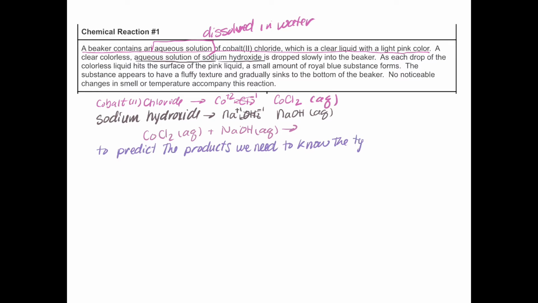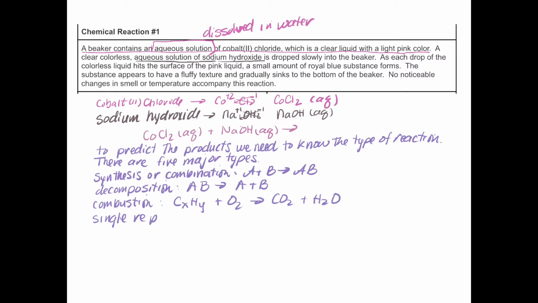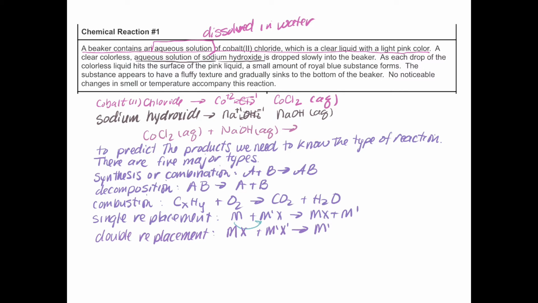the reaction. So we need to know the major types of reactions before we do this. There are 5 major categories. The first one is synthesis, and here we have A plus B gives us AB, so we always form one product. Then we have decomposition reactions, where we have something breaking down, so AB goes to A plus B. Then we have combustion, which is a hydrocarbon, CxHy plus O2 gives us CO2 and water. A single replacement, which is a metal plus an ionic compound, forms MX plus M, and then double replacement where it's 2 ionic compounds and they switch partners.